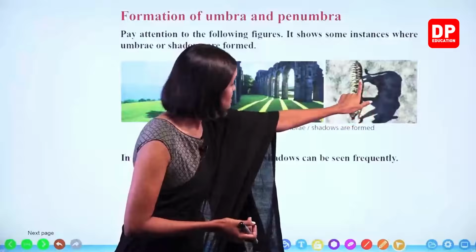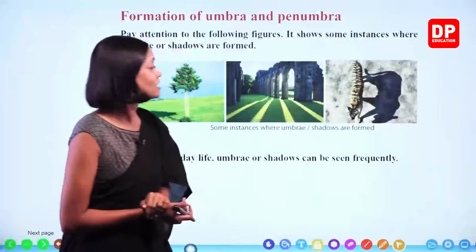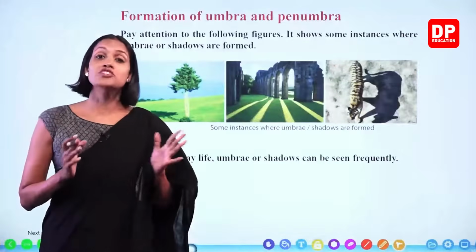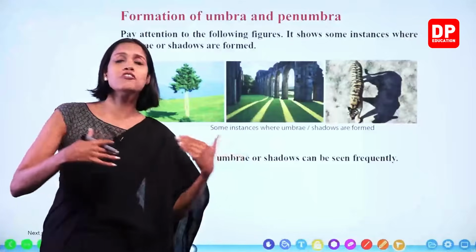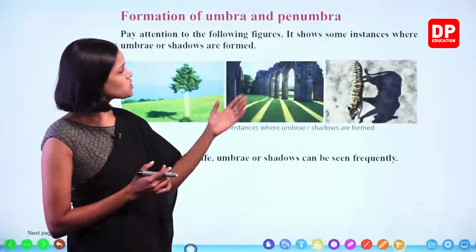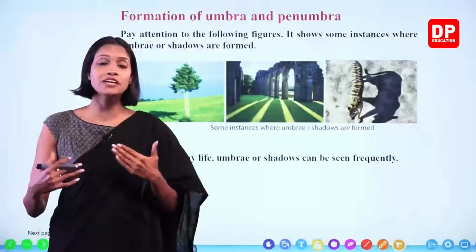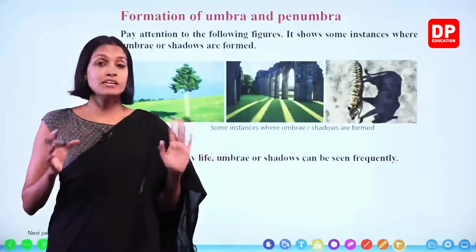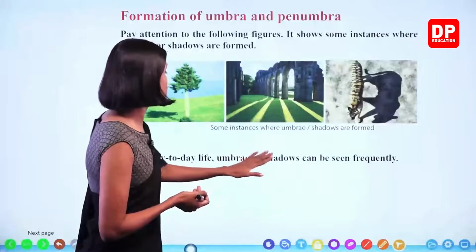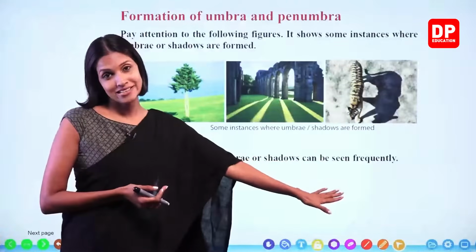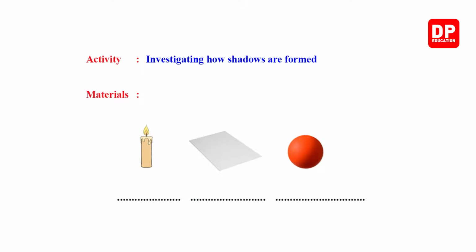So look at this one. It's a tiger. You all can see very clearly the shadow of this animal is formed here. Right, children? So if you all observe the shadows formed during the daytime, you will see that based on the time, the length of the shadow is different. Okay, children? So what is the reason? That is because of the angle from which the light falls on a certain object, the length of the shadow changes, okay? Let's see. So in our day-to-day life, umbrae or shadows can be seen frequently. Right, children? Okay. Now we have to do an activity here, right?